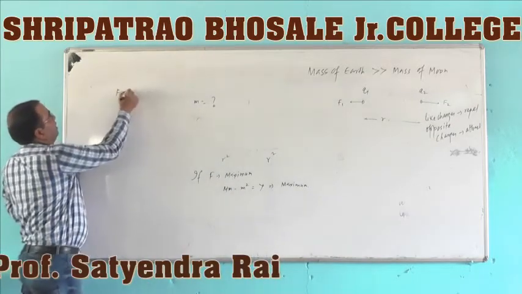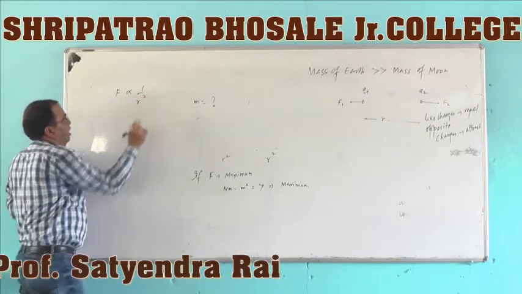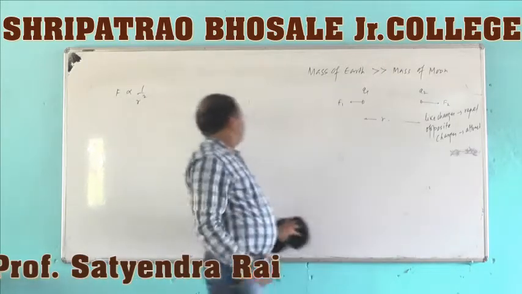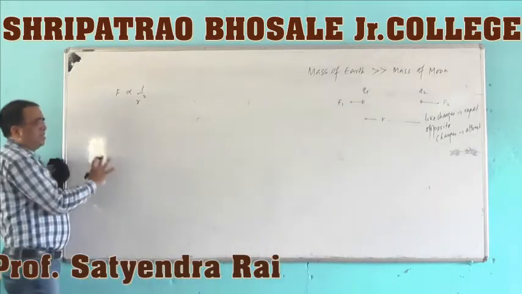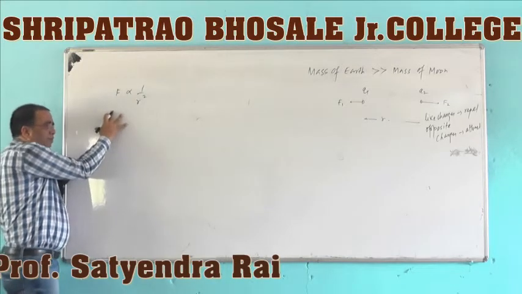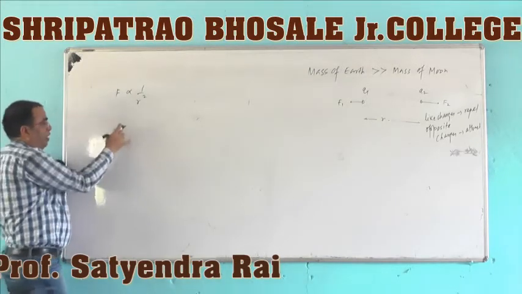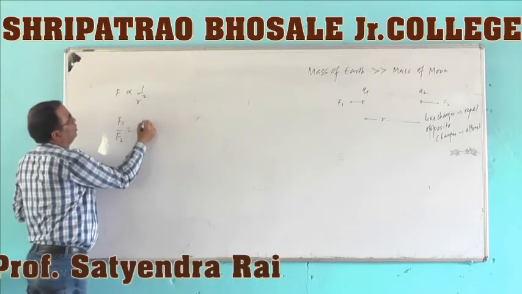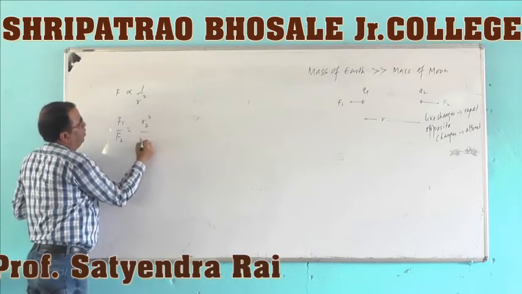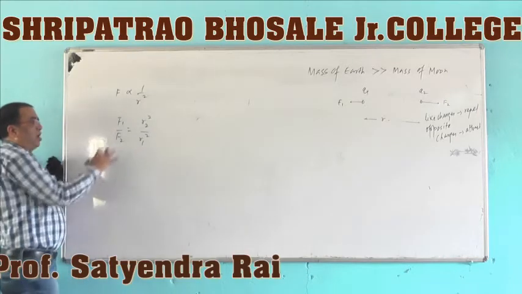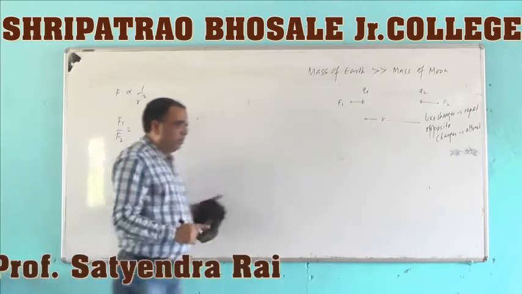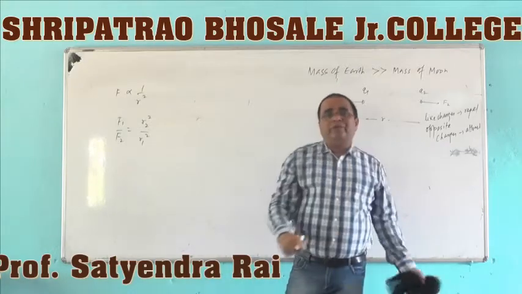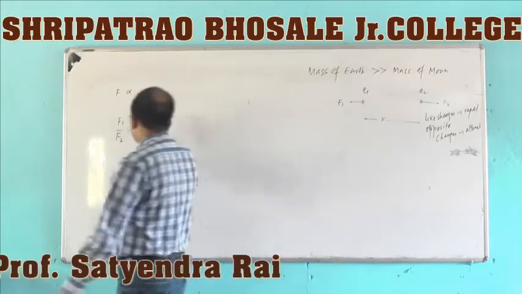That means F is proportional to 1/r². If the masses are kept constant, the force varies with r in this way, or we can write F1/F2 = r2²/r1². When for distance r1 the force is F1, and for distance r2 the force is F2, we can explain that relation.